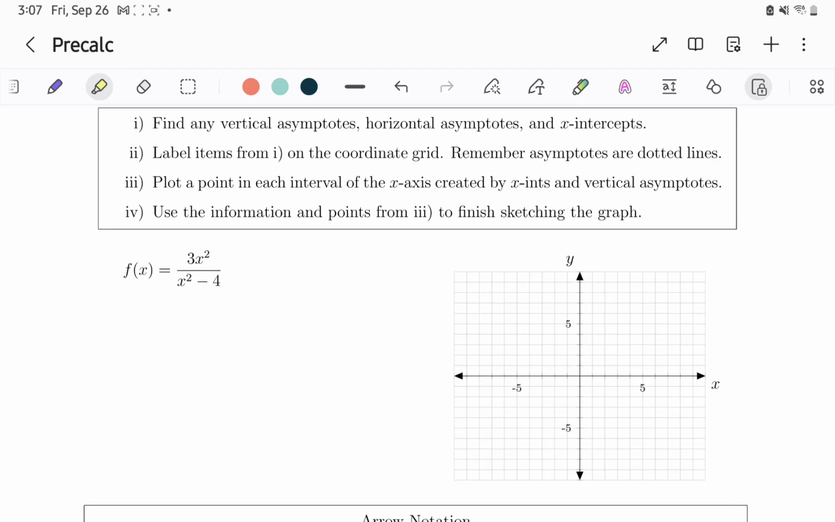So the rational function that we are going to try to sketch is going to be f of x equals 3x squared over x squared minus 4. So the first thing we should do is factor.